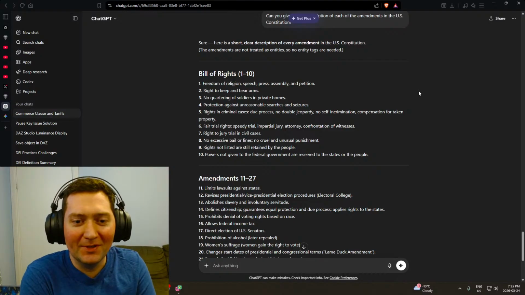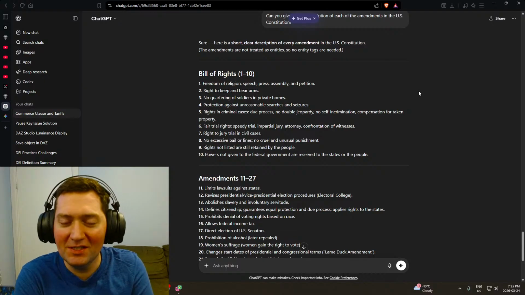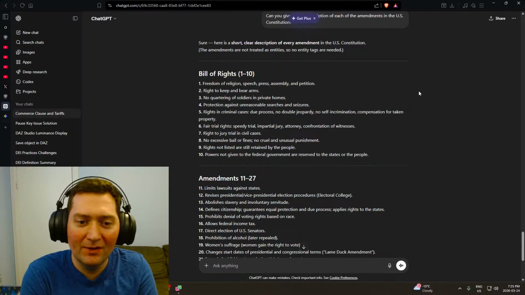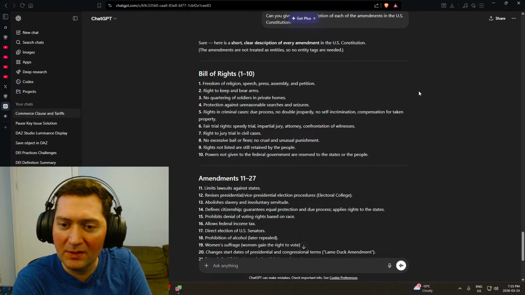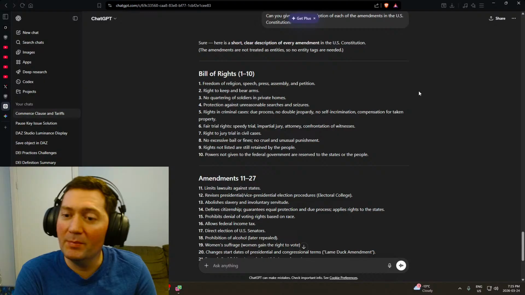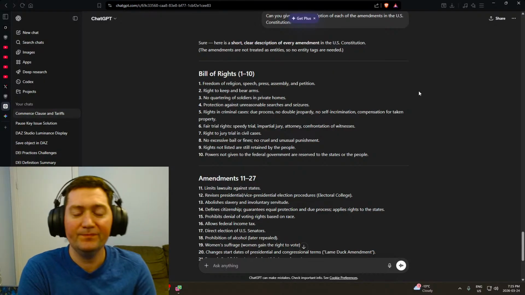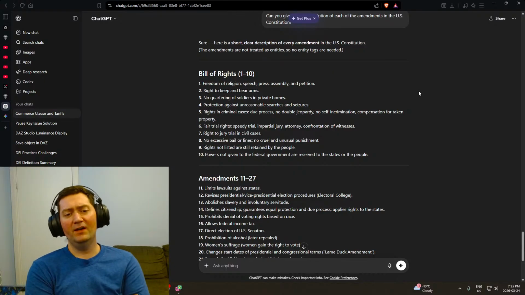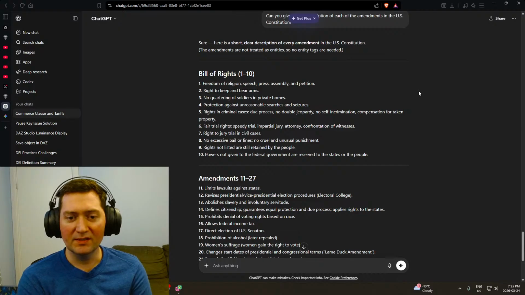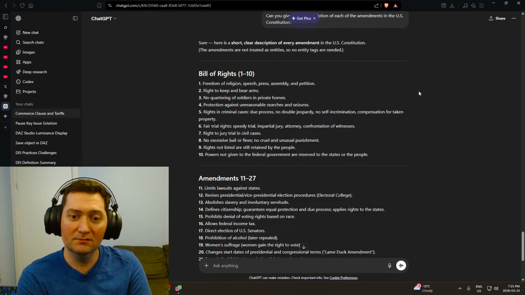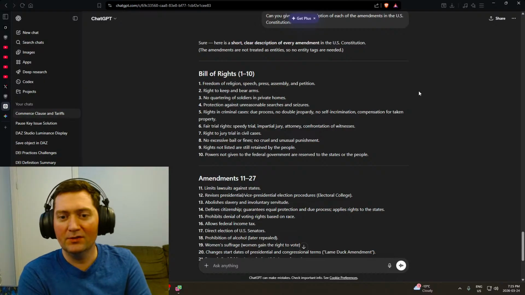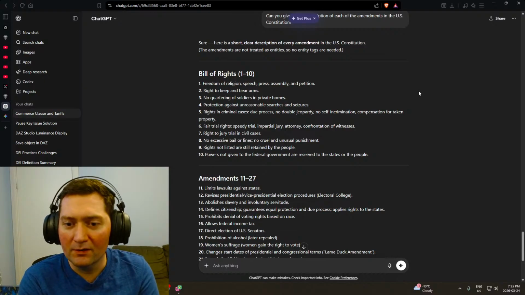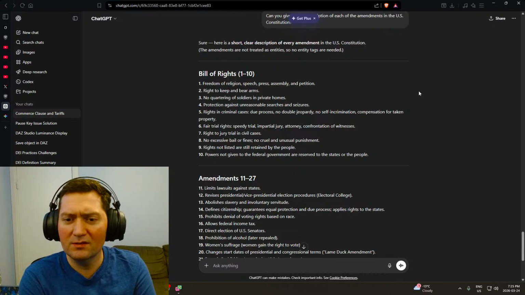Number 4, protection against unreasonable search and seizures. Number 5, rights in criminal cases. Things like due process, no double jeopardy, no self-incrimination, compensation for taken property. Number 6, fair trial rights. Things like speedy trial, speedy-ish, impartial jury, attorney, a confrontation of witnesses.